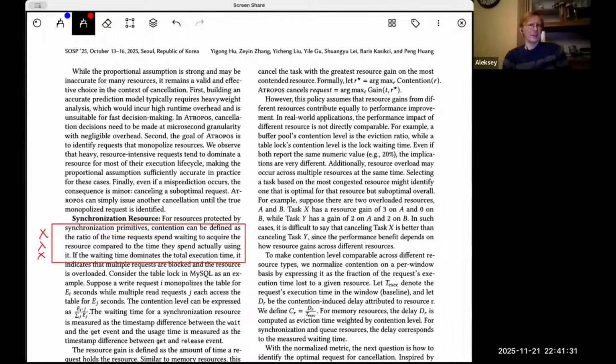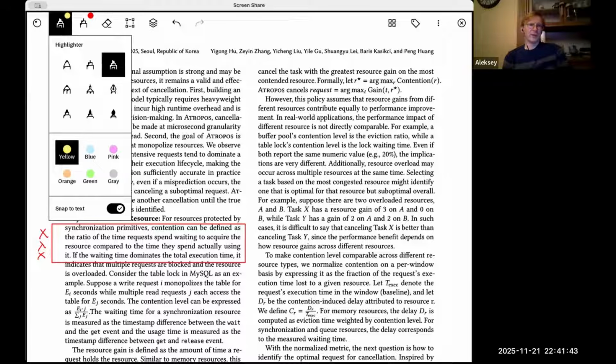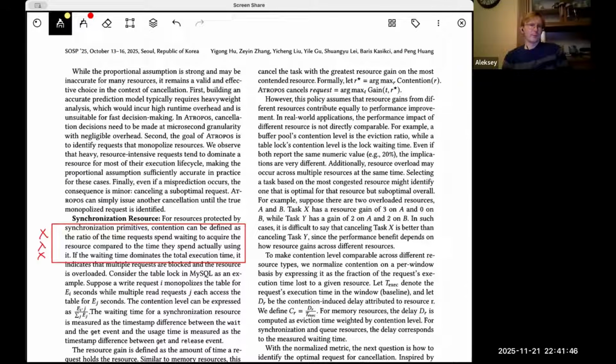If the waiting time dominates the total execution time, it indicates that multiple requests are blocked and the resource is overloaded. Consider the table lock in MySQL as an example. Suppose a write request i monopolizes the table for E_i seconds, while multiple read requests j each access the table for E_j seconds. The contention level can be expressed as E_i times j over the sum of all E_j.